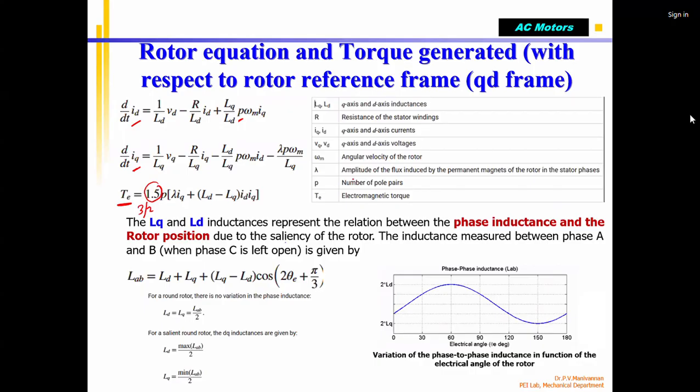Lambda is called the amplitude of the magnetic flux induced by the permanent magnet, the rotor, in the stator phases, correct? This is the magnetic flux amplitude which is generated, induced by the rotor magnet. The rotor is rotating, and that magnetic flux is cut by the stator winding. The stator winding is stationary.